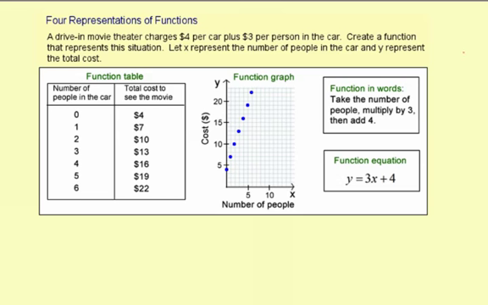I want to take just a minute and discuss the representation of functions. Now, a function is like a math machine: it has an input and an output. And there are different ways to represent a function. The first way, shown here, is a function table.